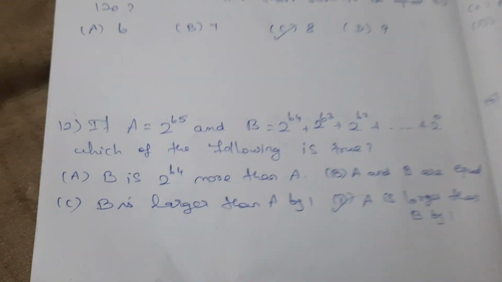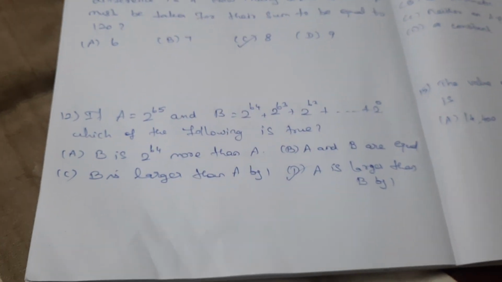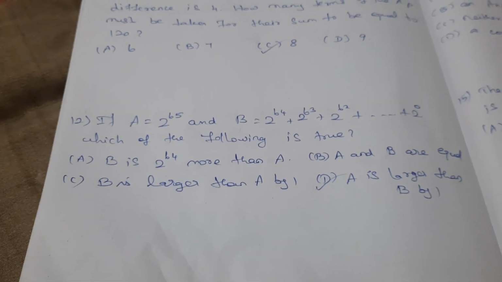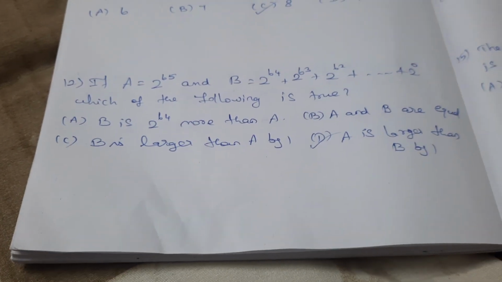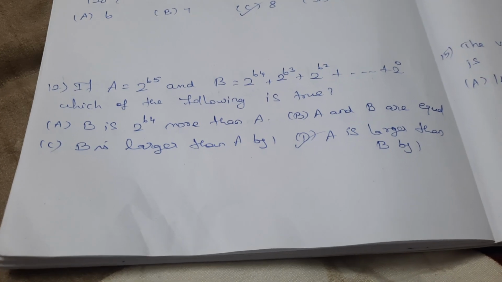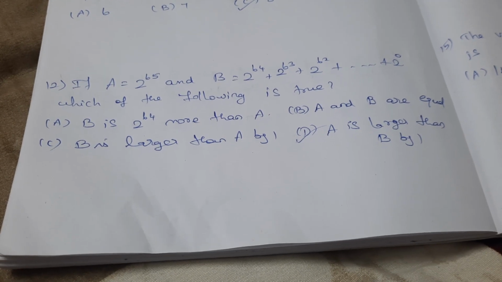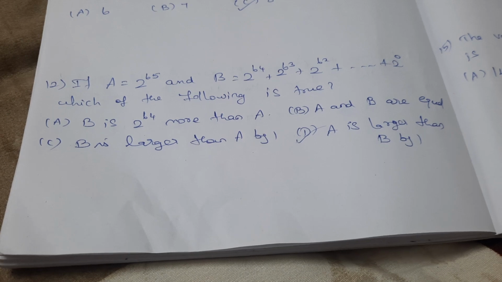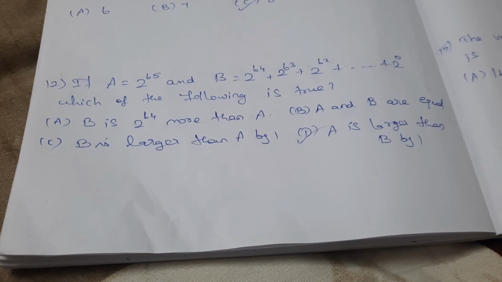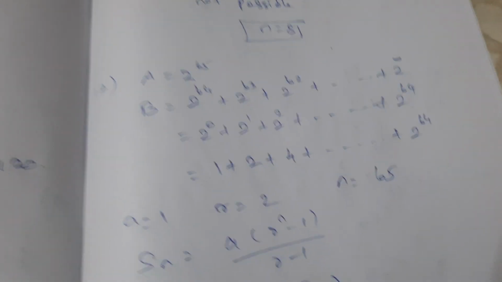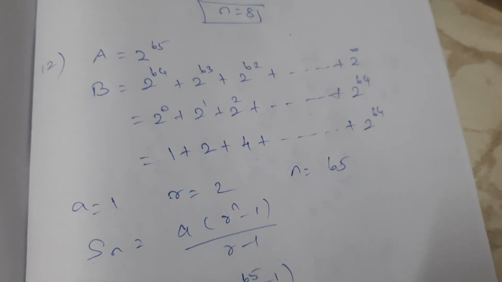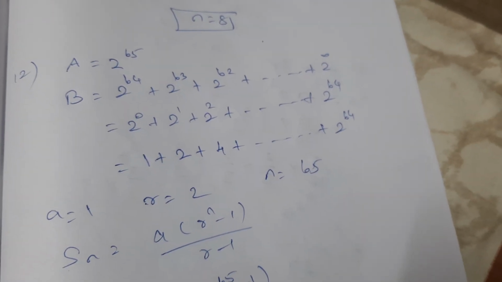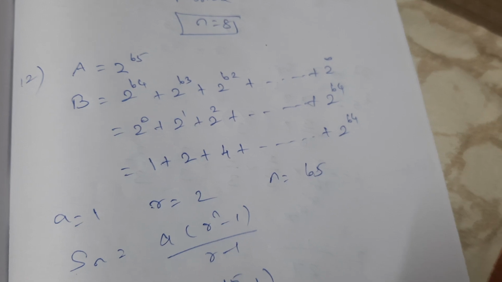So, 12th problem. If A is equal to 2 power 65 and B is equal to 2 power 64 plus 2 power 63 plus 2 power 62 plus dot dot dot 2 power 0, which of the following is true? So four options are given. Which one is correct? We find out. So first we take A is equal to 2 power 65. Then we write B is equal to that, so how to write: 2 power 0 plus 2 power 1 plus 2 power 2 dot dot 2 power 64.